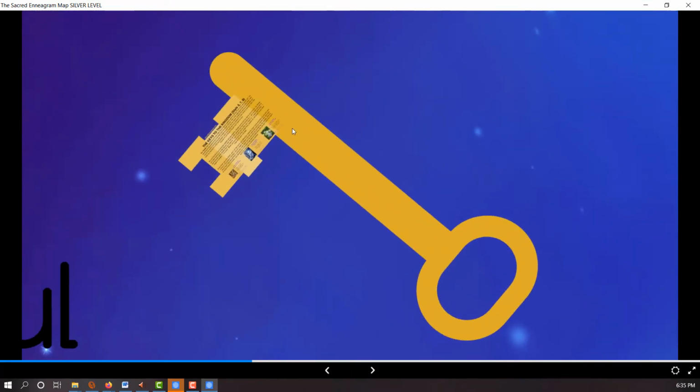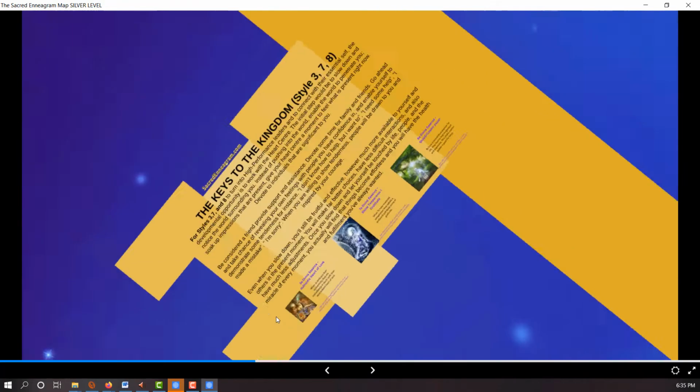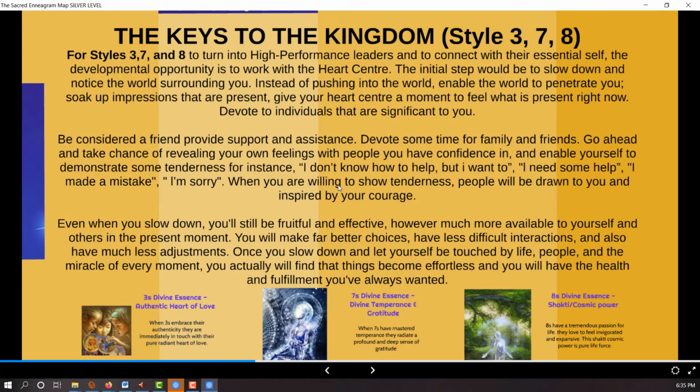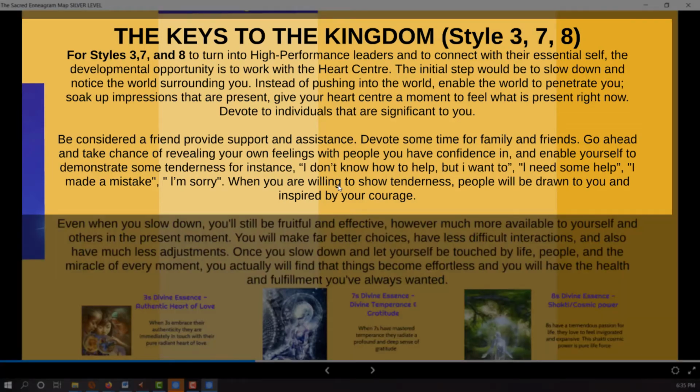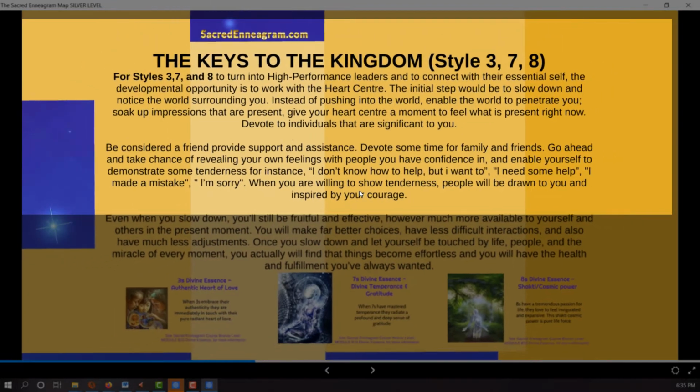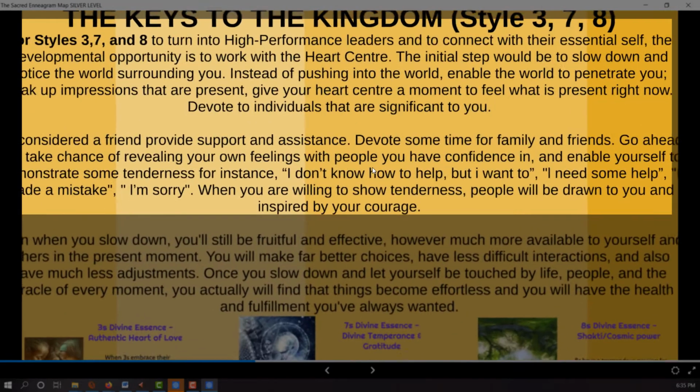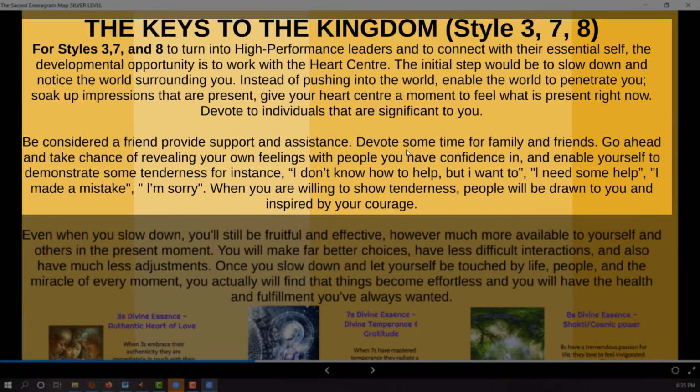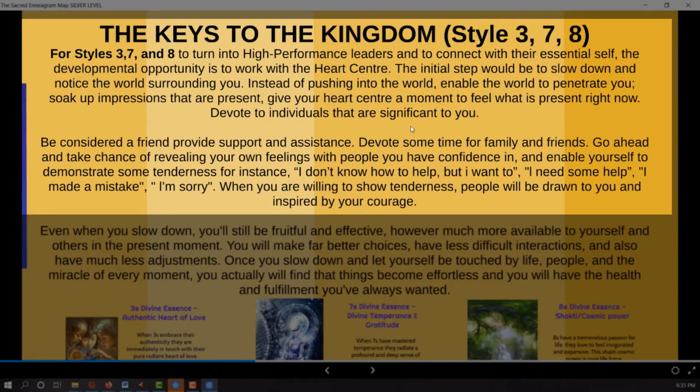Oh, and before I forget, I just wanted to quickly show you that if you relate to the assertive style of 3, 7, or 8, this key here, which is called the keys of the kingdom, can help liberate you from that assertive fixation by giving you tips on how to connect with the heart center. The initial step would be to slow down and to notice the world surrounding you instead of pushing into the world, and enable the world to penetrate you. Soak up the impressions that are present and give your heart center a moment to feel what is present right now. Okay, so I'm just going to zoom out again.